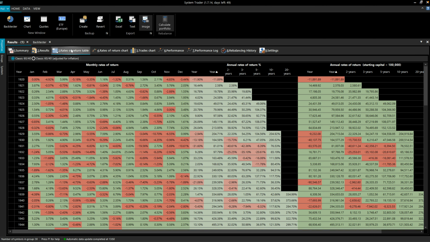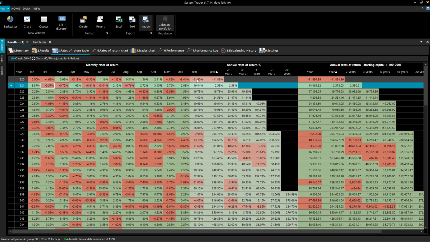Okay, rates of return table. Here you can see month by month what was the return in the portfolio. If it's red, it means that month to month it was negative, it was a loss. If it's green, it was a positive month in the way that it was a profit. So, for example, in 1921, in January, it ended up with almost 4% profit, but then in February, we lost 0.57% of the value of the portfolio.